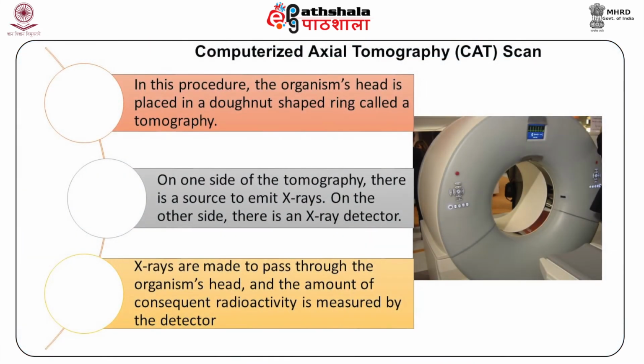In this procedure, the organism's head is placed in a donut-shaped ring called a tomograph. On the other side, there is an X-ray detector. X-rays are made to pass through the organism's head, and the amount of consequent radioactivity is measured by the detector. To increase the resolution of the brain tissue, the physician may inject a dye into the blood which will reach the brain and produce better contrast between parts of the brain.